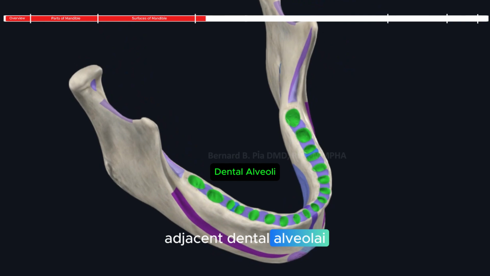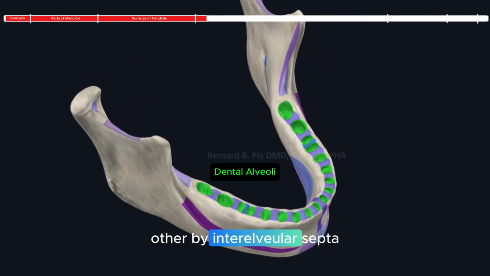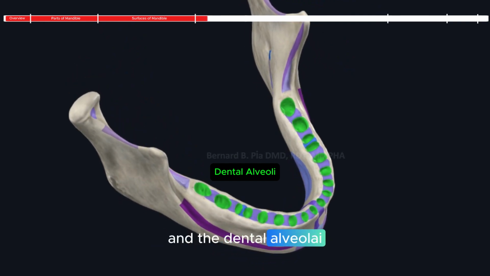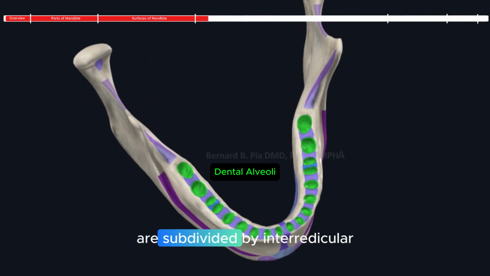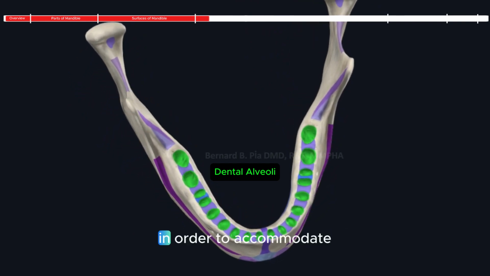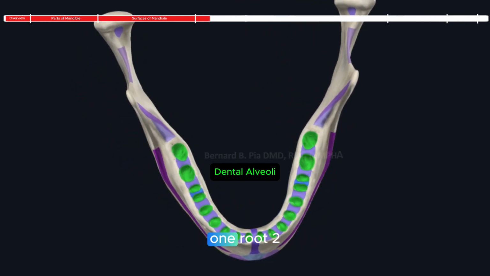Adjacent dental alveoli are separated from each other by interalveolar septa, and the dental alveoli for some teeth are subdivided by interradicular septa in order to accommodate teeth that have more than one root.